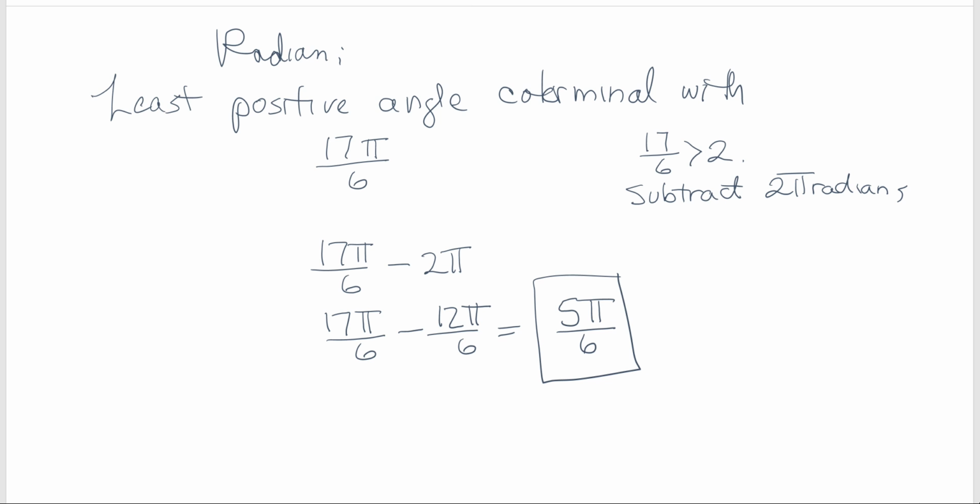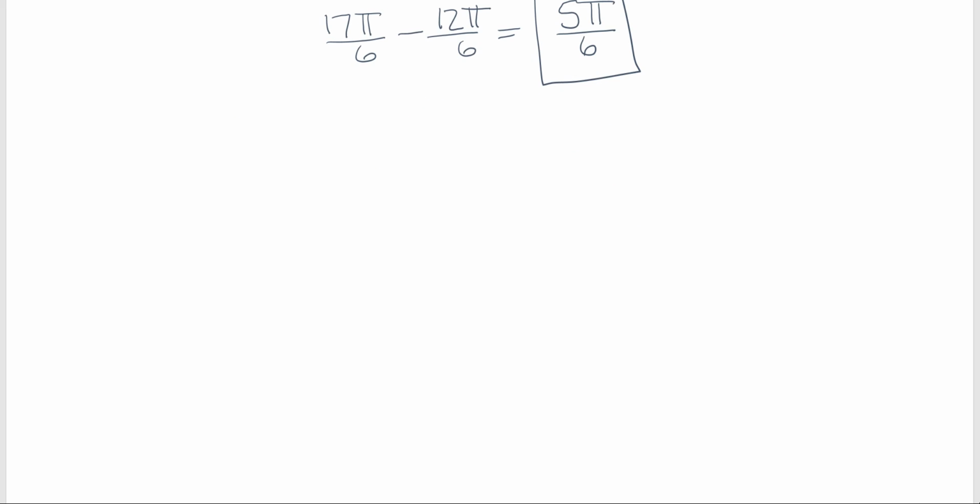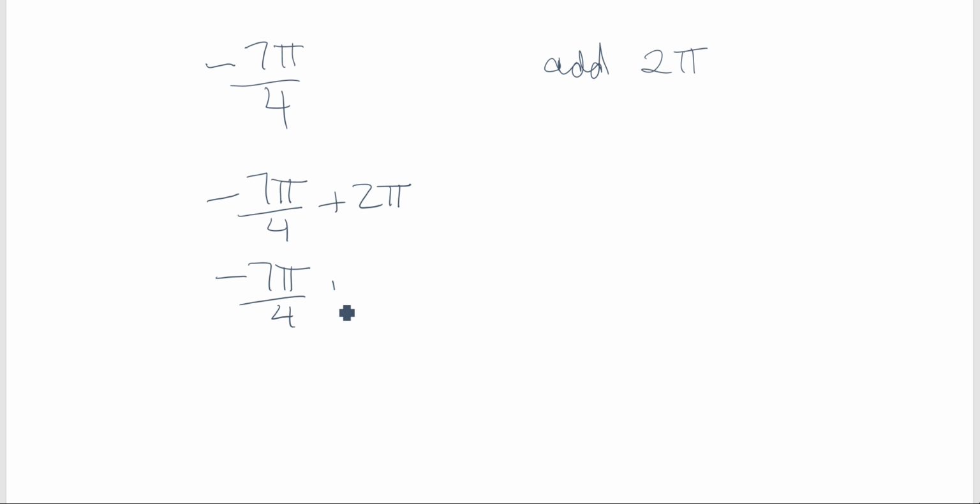And instead, if I want the least positive coterminal angle in radian measure, and I start with a negative angle, let's say I have negative 7 pi over 4. Because it's negative, we're going to add 2 pi. And so when I take negative 7 pi over 4 plus 2 pi, again, getting a common denominator, that would be adding 8 pi over 4. And so my final answer would be pi over 4.